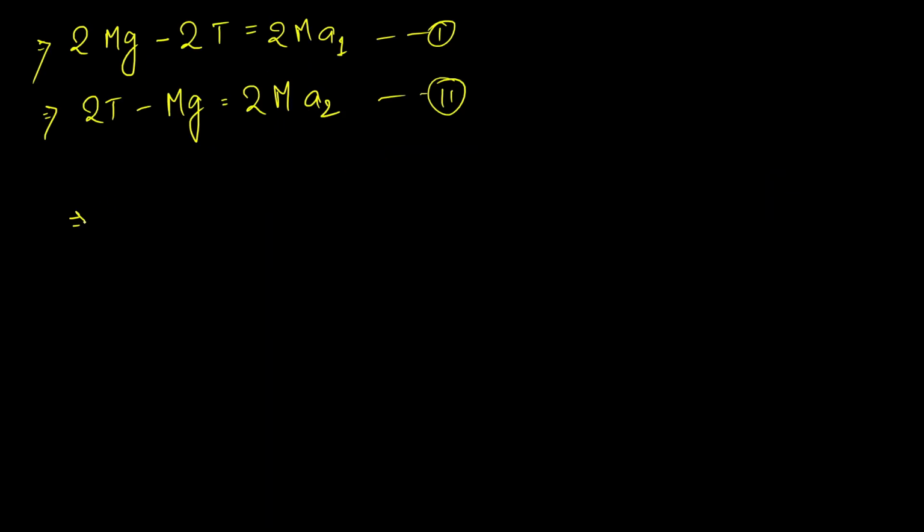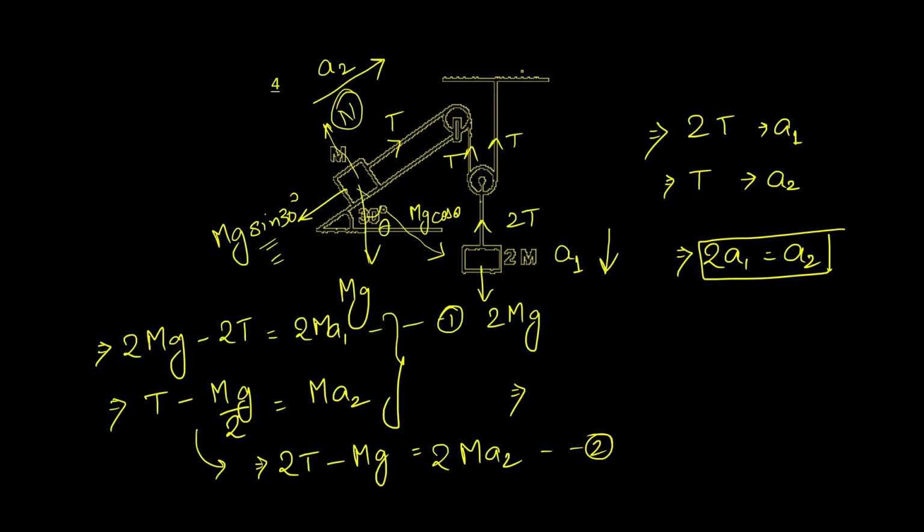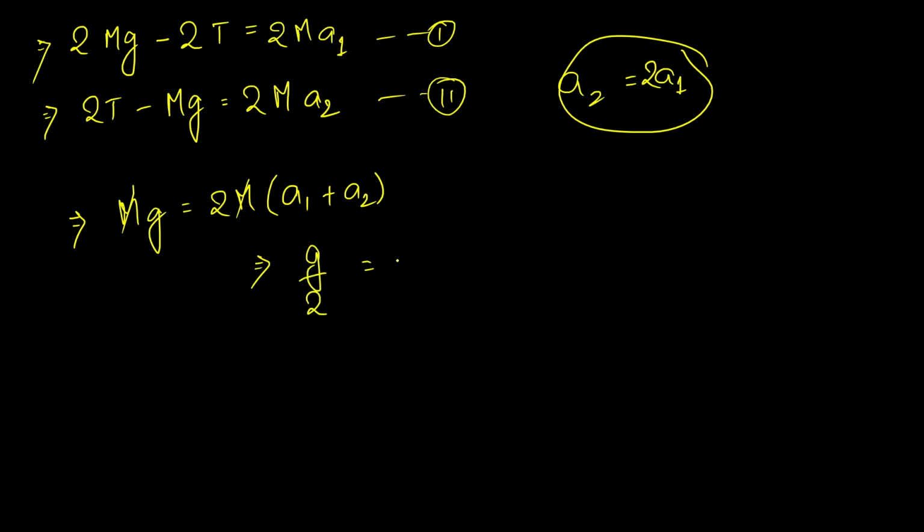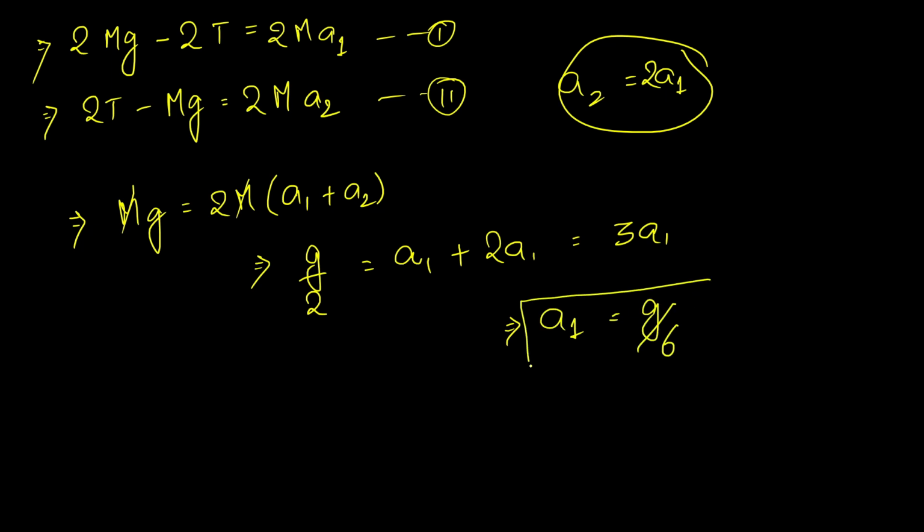Just add these two to get mg is equal to 2m times (a1 plus a2), and we already know that 2a1 is equal to a2, or a2 is equal to 2a1. So just put that here, and m and m cancel out. So g upon 2 is equal to a1 plus a2, which is 2a1, that is 3a1. So from here a1 is equal to g upon 6, and that is positive g upon 6.